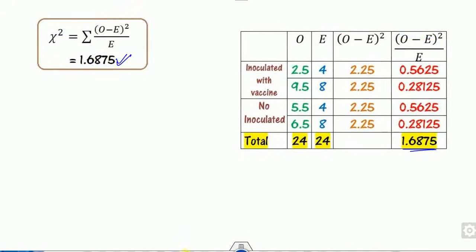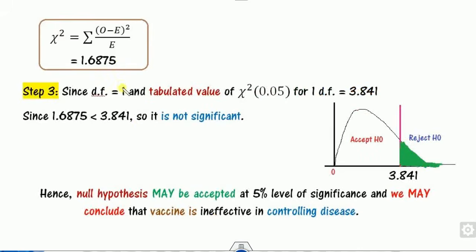Now the third step is, we have found the degree of freedom as 1. So the value is here. So 1.65 lies here. So we can say that H0 may be accepted at the 5% level, and you conclude that the vaccine is ineffective. That means they are not independent.